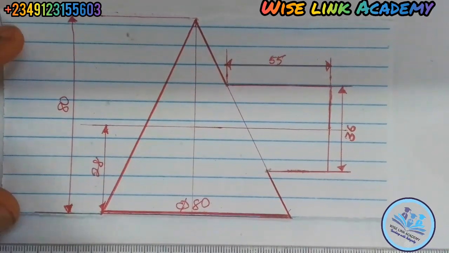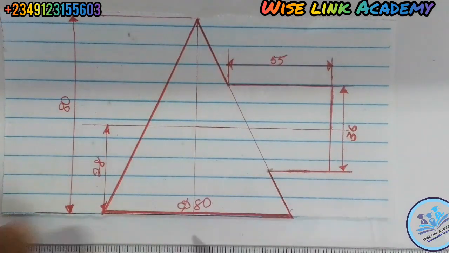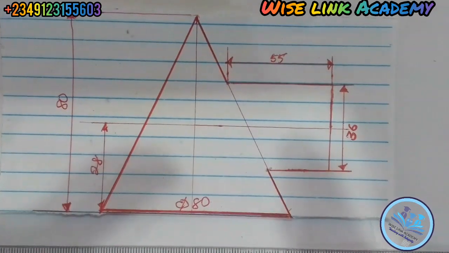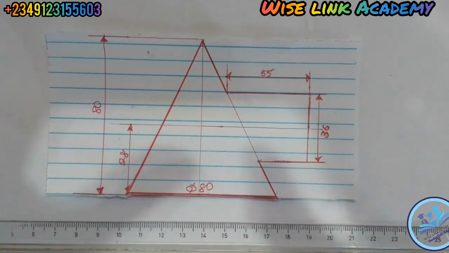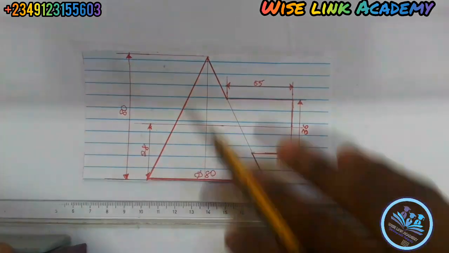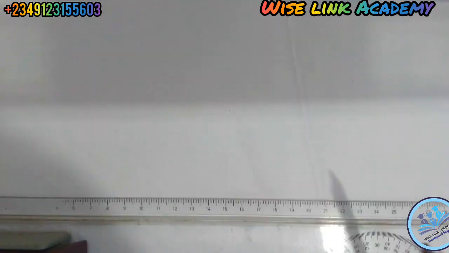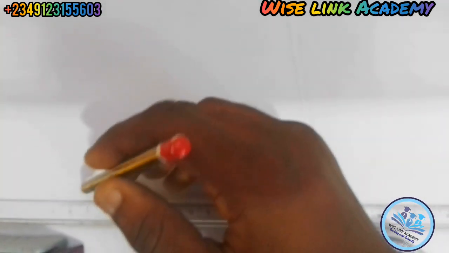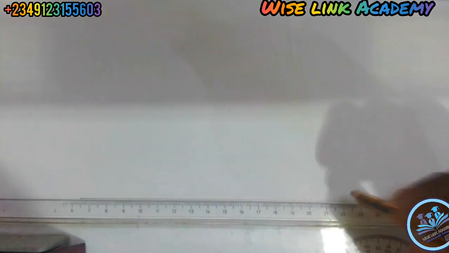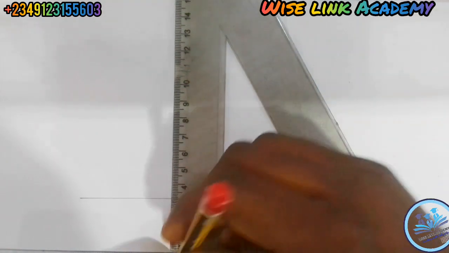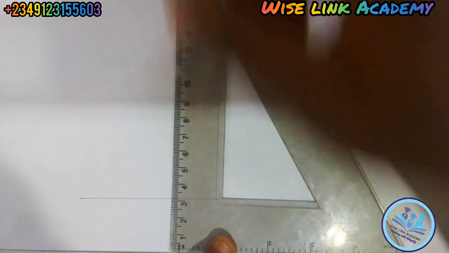But the first thing to do is to draw our plan. We're going to use the dimension of 80 diameter. So let's do that. You take your set square this way, you draw your horizontal line this way, and then draw a vertical line like this. Take it this way, upward, as you can see.